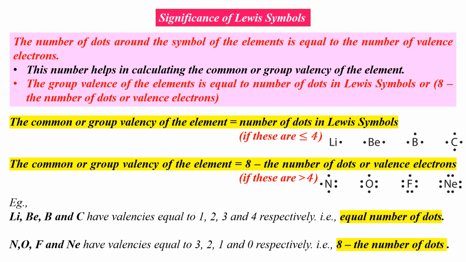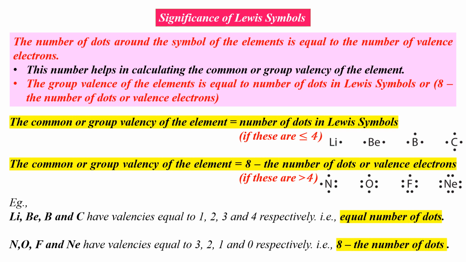Now the common or group valency of the element would be equal to 8 minus the number of dots or valence electrons in the element if these are greater than 4. If there are more than 4 dots in the Lewis symbol of an element, you calculate the common or group valency of the element by subtracting the number of dots in the Lewis symbol from 8. Clear? So these are the following examples. The Lewis symbols of nitrogen, oxygen, fluorine and neon are shown. Nitrogen has 5 dots in its Lewis symbol, oxygen has 6 dots, fluorine has 7 dots and neon has 8 dots representing their respective valence electrons.